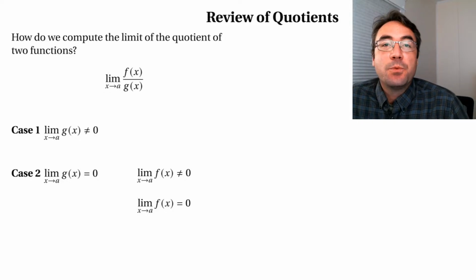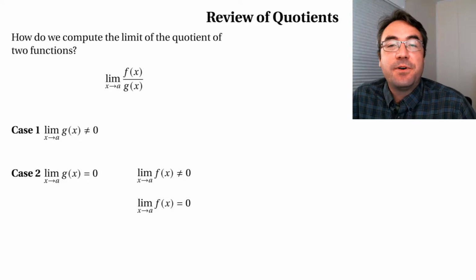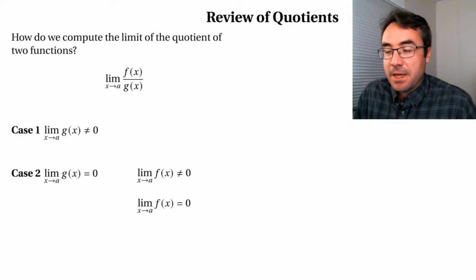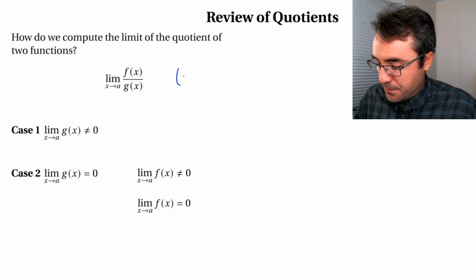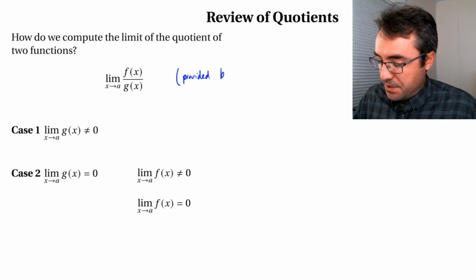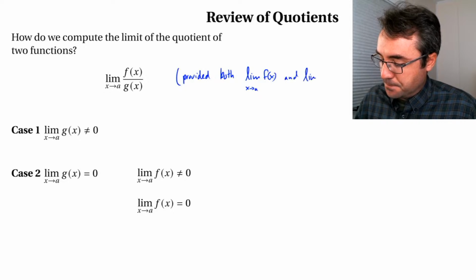So let's say we want to calculate the limit of some function f of x divided by some other function g of x. And for this little discussion, we're just going to assume provided both of these limits exist. So both the limit of the top function as x goes to a and the limit of the bottom function as x goes to a, they all exist.